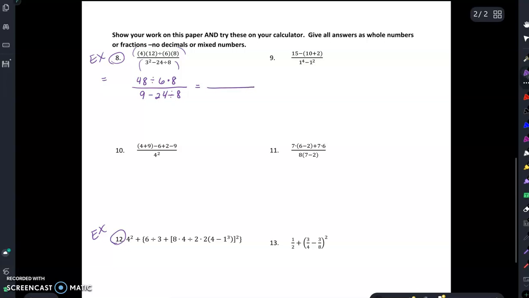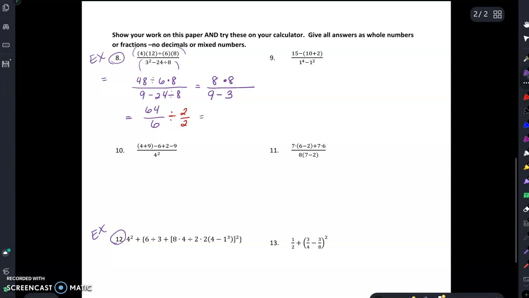So draw my line, and then I'm going to do 48 divided by 6 will give me the 8, and then times 8. And then 9 minus 24 divided by 8, I just carry over the 9 and do the subtract, and do 24 divided by 8 gives me 3. Now I would get 64 in my numerator and 6 in my denominator. And then I would reduce this fraction or simplify by dividing top and bottom by 2, which is the greatest common factor.